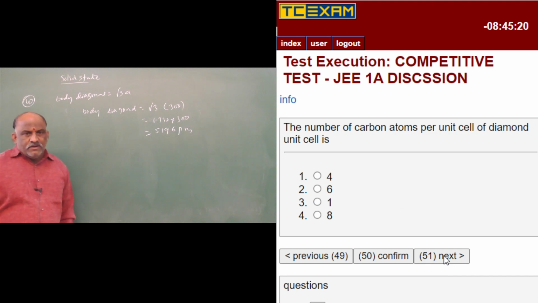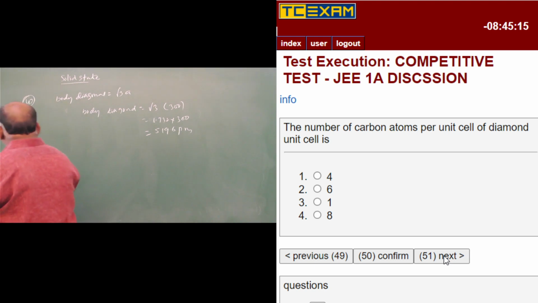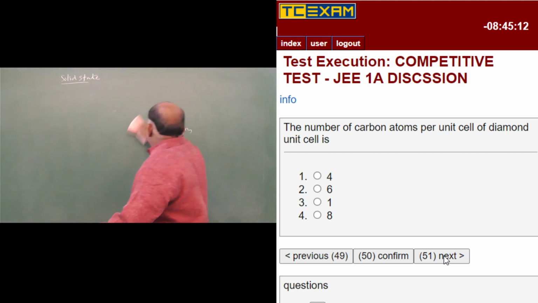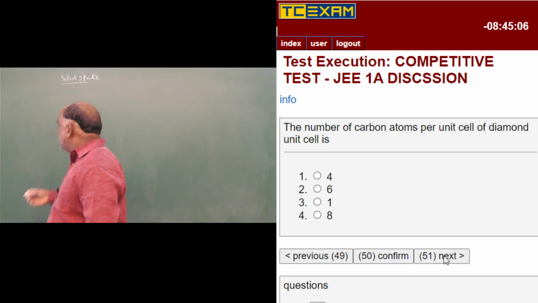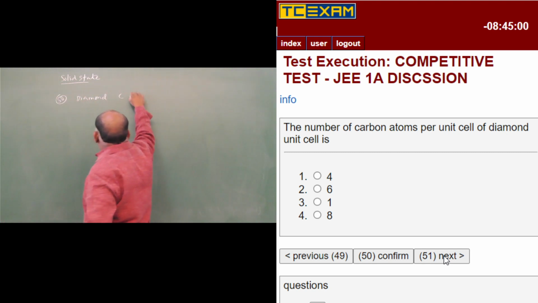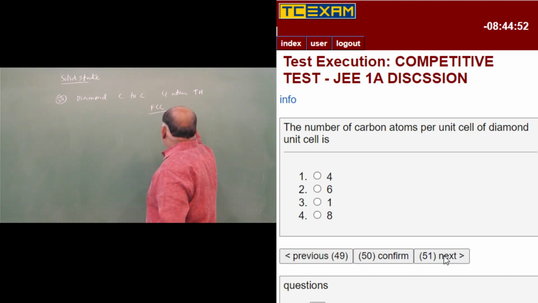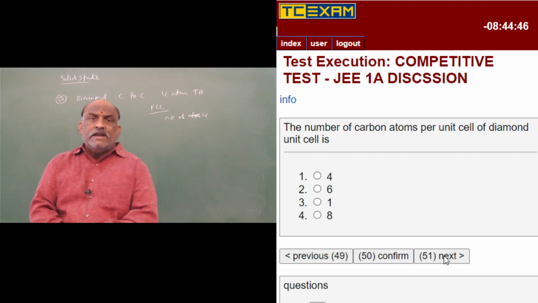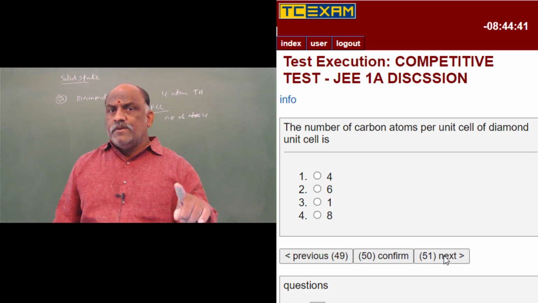Next, question number 50. The number of carbon atoms per unit cell of diamond is 8. Diamond we already know has tetrahedral geometry, right? Each carbon is bonded to 4 carbon atoms, that is tetrahedral. It can form FCC, and FCC means the number of atoms is equal to 4. And in this, a total of 8 tetrahedral voids will be there. Out of that, half of the voids are also occupied by carbon atoms.